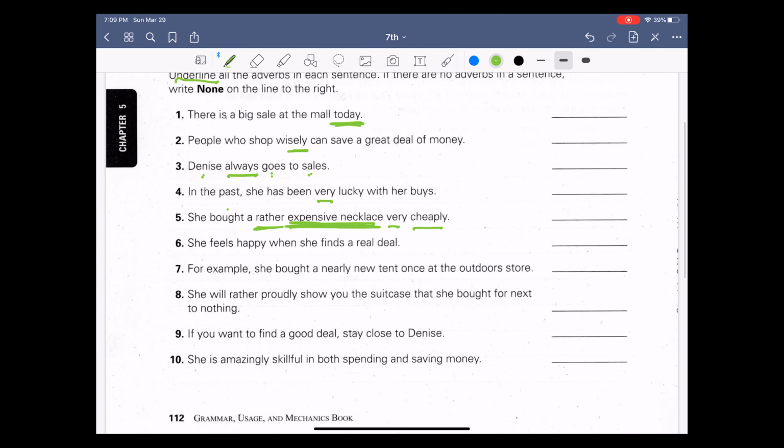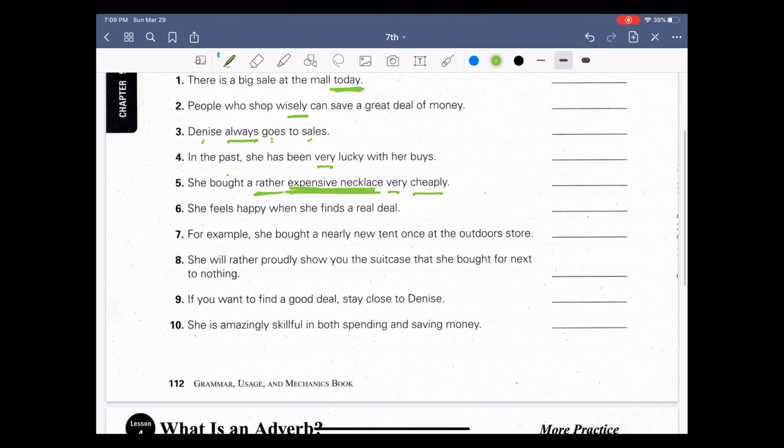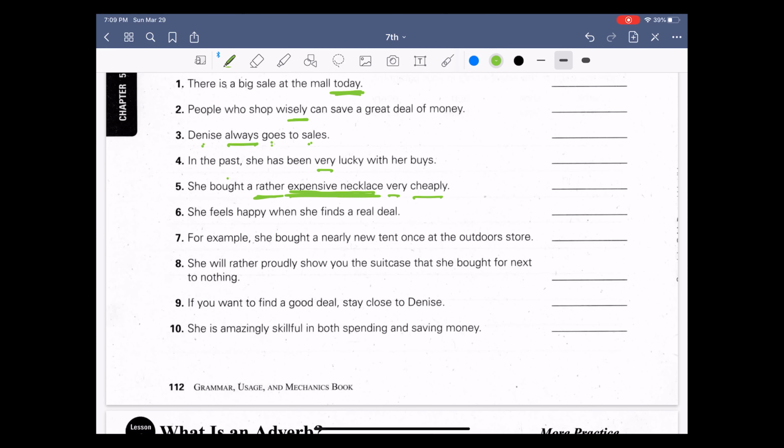Number 6, she feels happy when she finds a real deal. There is no adverb. That's why I was kind of wondering about that. She feels happy. Here you have the subject, linking verb, and a predicate adjective. And she finds a real deal. Real is an adjective telling you what kind of a deal. They tried to trick us on number 6.